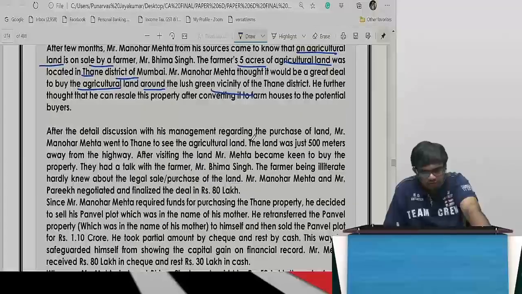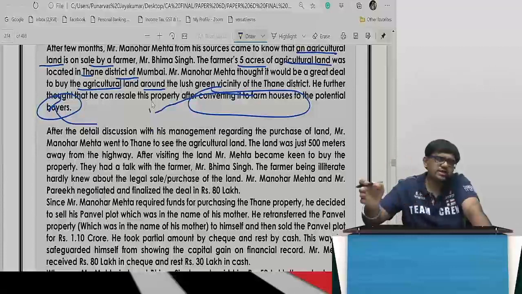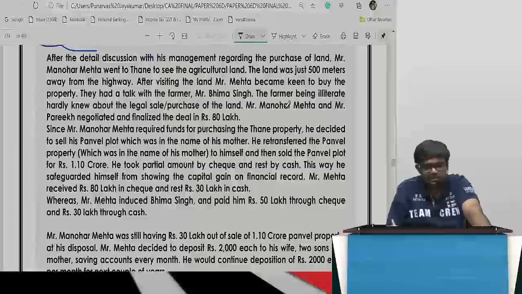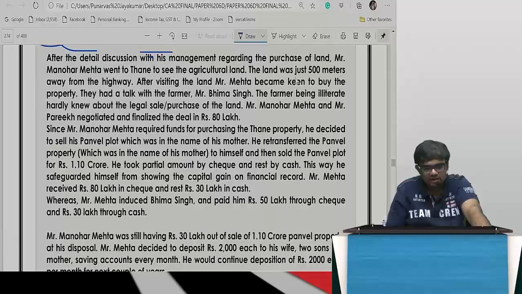He wanted to convert it into a farmhouse for potential buyers. Farmhouse, okay, Indians can buy. Can a daughter buy it? No. After detailed discussion with management regarding the purchase of land, Manohar went to see the land in Thane. It was just 500 meters away from the highway. Visiting the land, he became keen to buy.